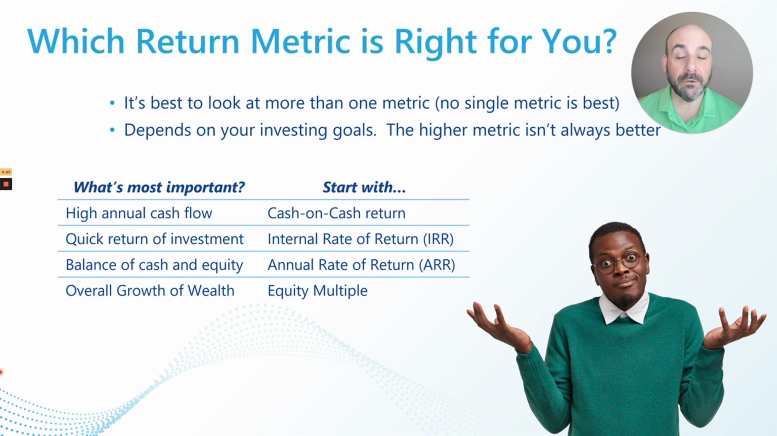If you want a quick return of investment, IRR is probably the one you want to look at. If you want a balance of the cash flow and the equity side, the average annual return is a good one. And if you're just interested in overall growth of your wealth, regardless of the annual cash payments and such, then the equity multiple is probably the best. So it really depends on what your priorities are. So it's up to you.